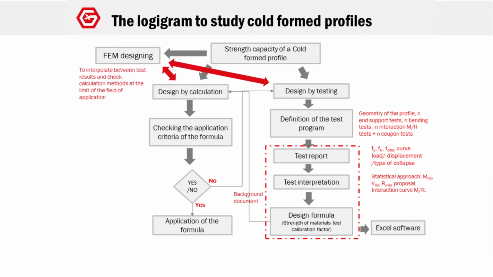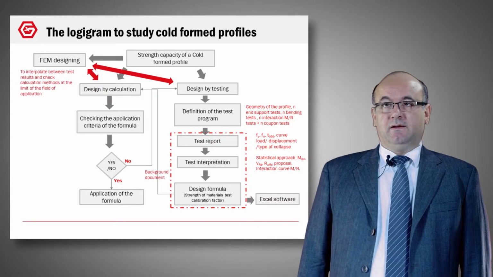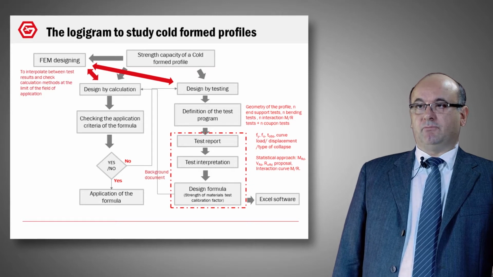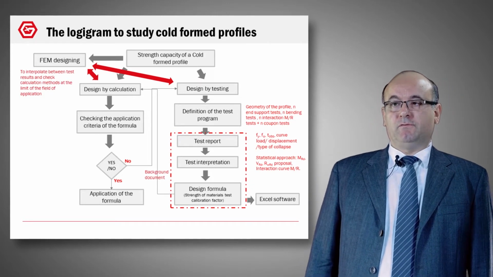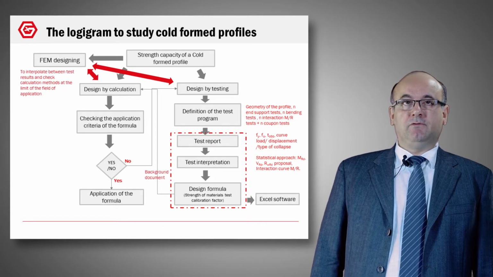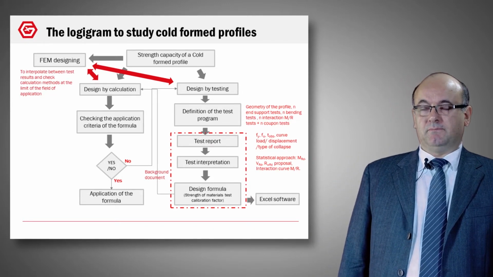With all these elements, now we are ready to build a design formula. And again, you have two choices. You can put this formula inside the Eurocode, and you are now in the design by calculation, or you can make an Excel software. In fact, GRISP made this approach. We make tests, we apply the design by testing in view to propose formulas that will be included in the future in the Eurocode via amendment.